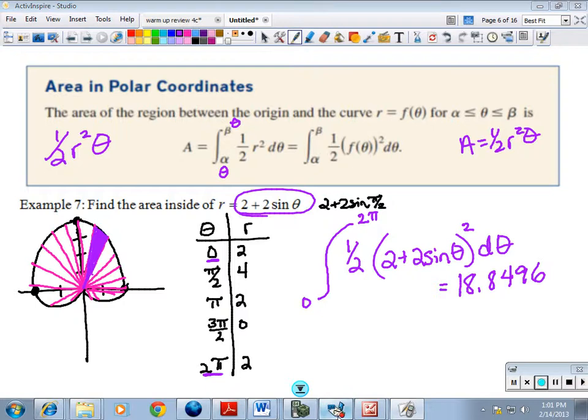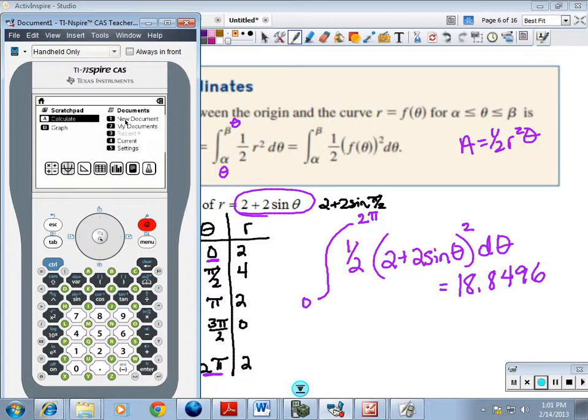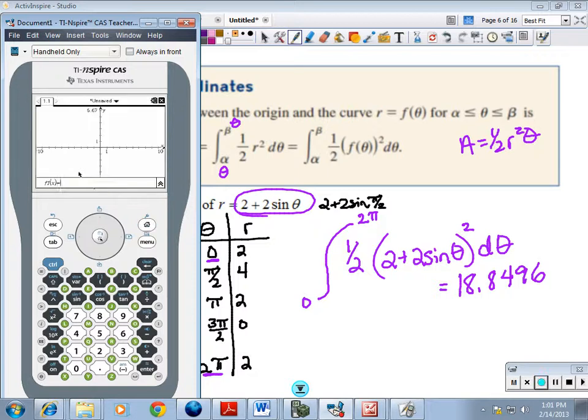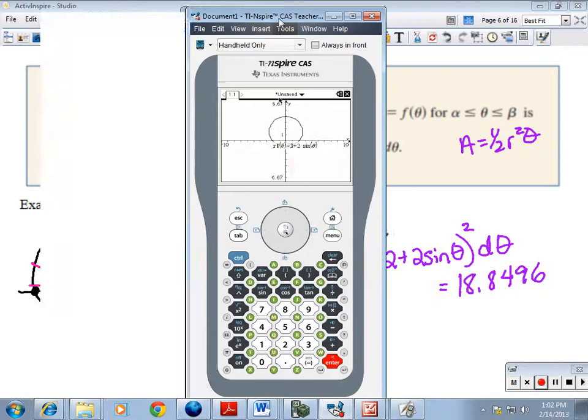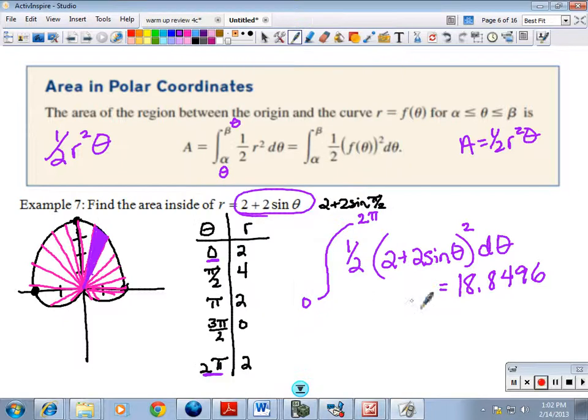If you want to prove this to yourself, graph these in polar, especially at first, to check your graphs. I'm just going to add a graph screen. I go to menu, I go to graph entry, and I change it to polar. And I just do 2 plus 2 sine of theta. And there it is. Okay, theirs looks much better than mine. Just pretend that I did a great job. And that's the end of example 7.